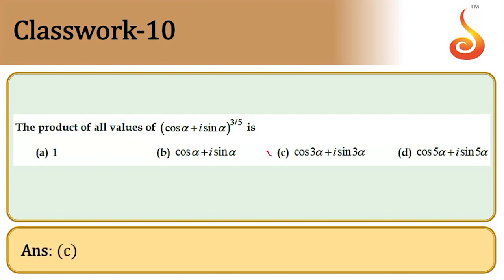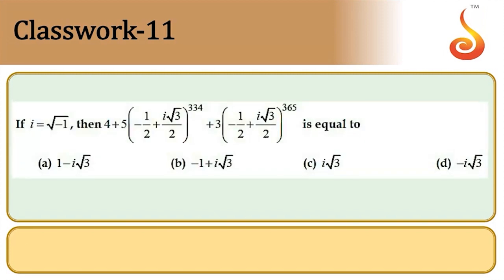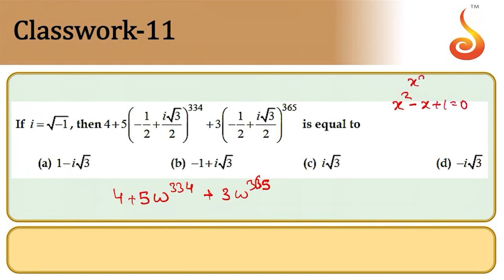So option C is correct. A lot of students make mistakes in that. This is nothing but (4 + 5ω^334 + 3ω^365). What is ω? The cube root of unity: x² + x + 1 = 0, x³ - 1 = 0.